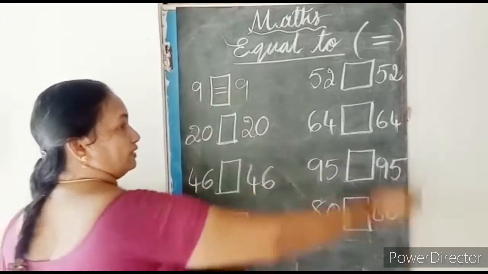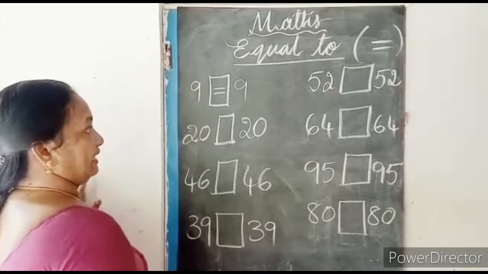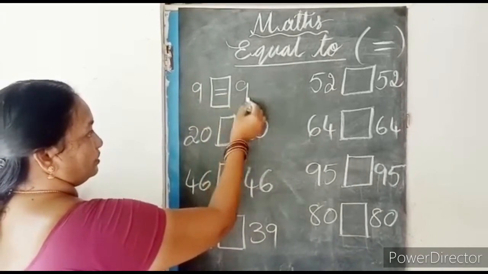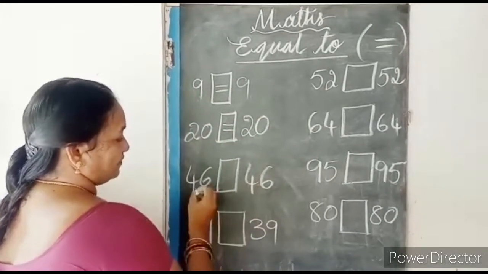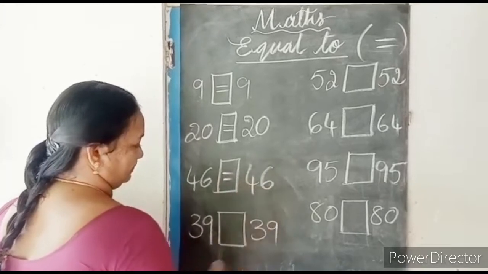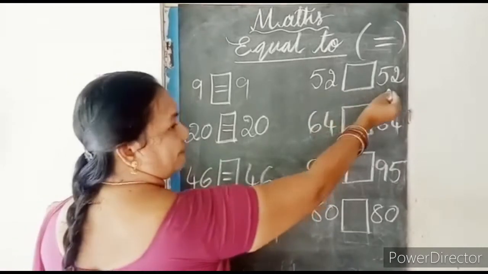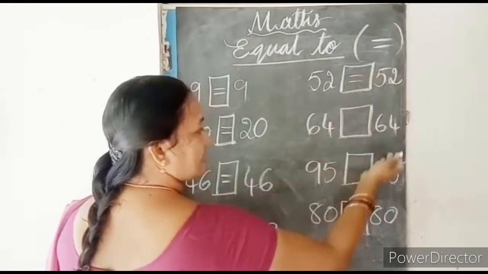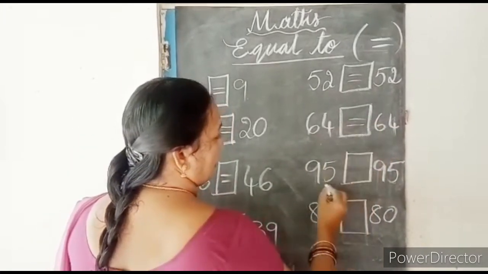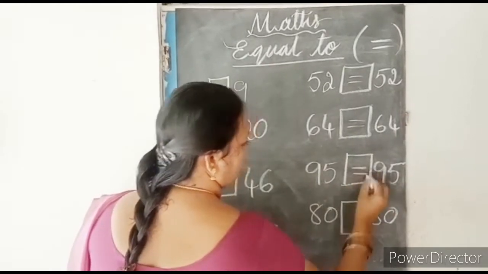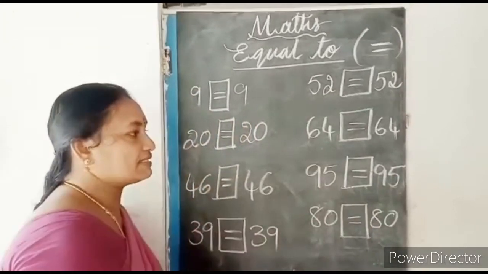What is the sign of equal? Two sleeping lines. So, this is equal from both sides, same number. 20, 20. Equal to. 46, 46. Equal to. 39, 39. Equal to. 52, 52. Equal to. Both sides are same number. 64, 64. Equal to. 95, 95. Equal to. 80 and 80. Equal to. Did you understand, children?